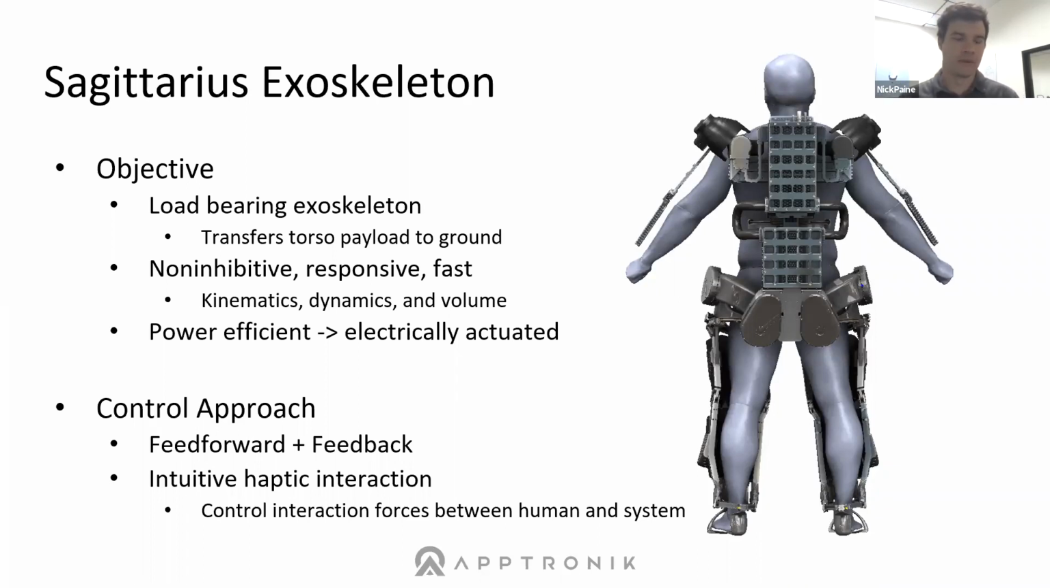The next few slides will talk about the control approach behind the system. It uses both feed-forward and feedback control, as I'm sure many of you here on this call are familiar with. The main control interface was targeted at an intuitive force-controlled interface. The intent was that a pilot could enter the system and just move around intuitively and have that interaction drive the motion of the system.